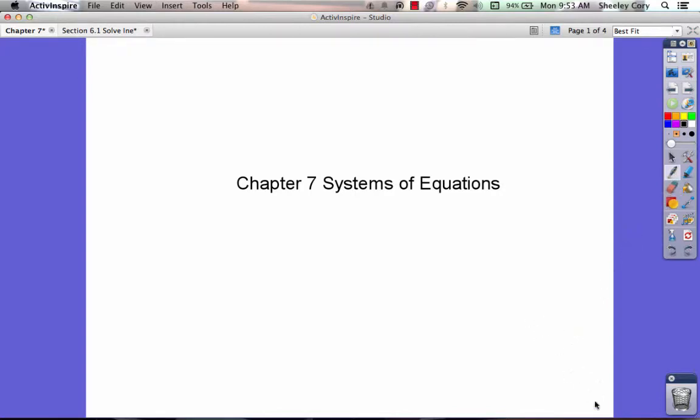Okay, we're going into a new chapter, chapter 7. It's called Systems of Equations. So this is where we have, instead of just one equation that we're trying to solve for, a system or multiple equations that we're going to be solving for.